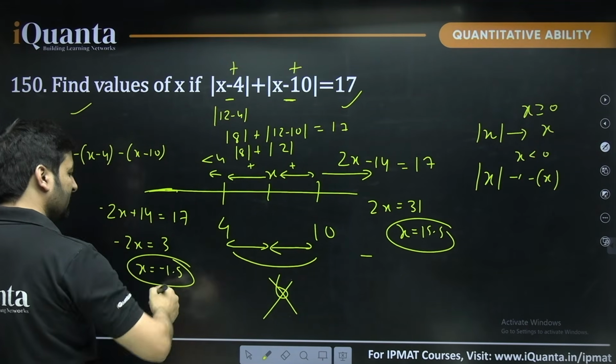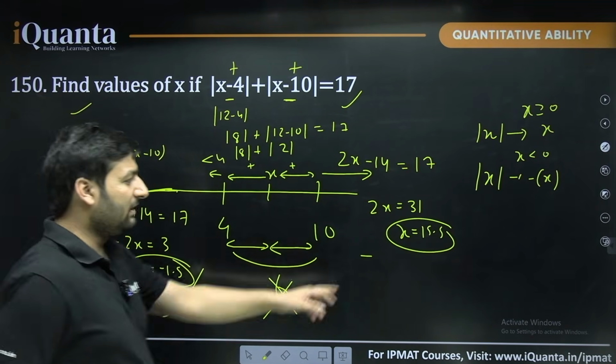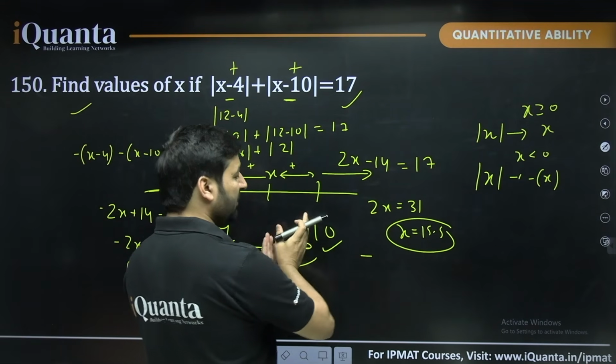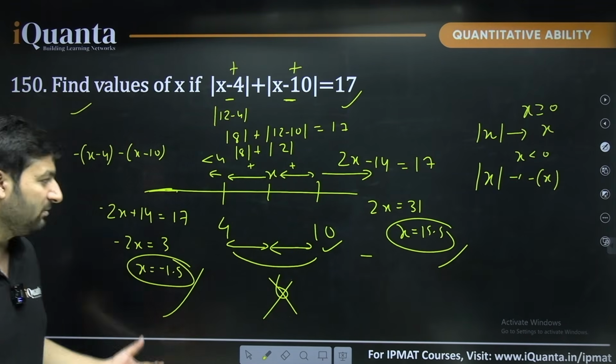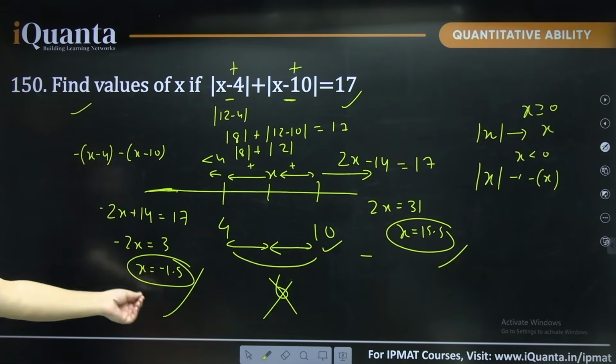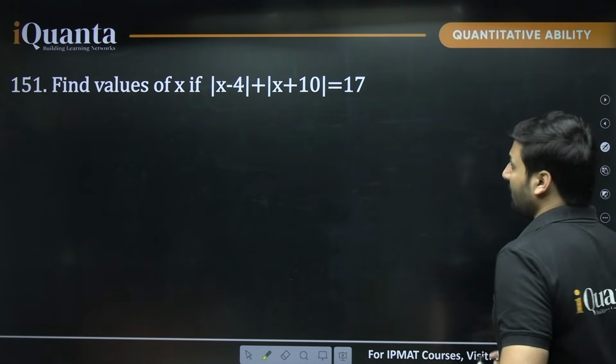So, there is one value of x here which is minus 1.5, but here the range was less than 4. Is this value less than 4 that we are getting? Yes. If this value is not less than 4, we will discard it. Okay. Here the value was supposed to be greater than 10 because we were in the region greater than 10. Is this value of x that you have got greater than 10? Yes. So, there will be two values of x. Minus 1.5 and 15.5, at which this particular equation will have a solution.